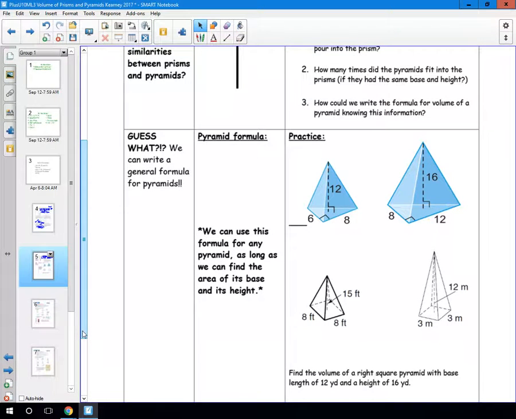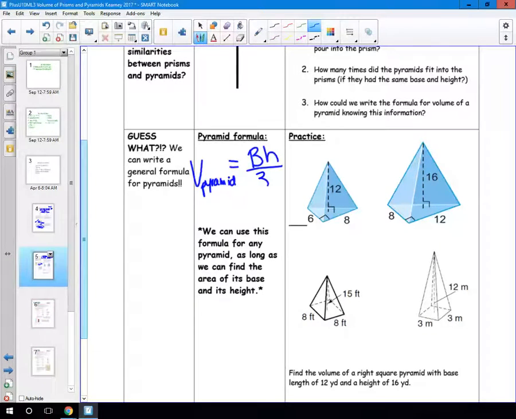But I will say that I'm going to give you the formula right now. And when you come to my station today, you are going to be able to see where the formula comes from, so you're actually going to understand why the formula is the way it is. So right now I'm just going to give it to you. When you come to my station, we'll make sense of it. So my formula is volume of a pyramid: big B times height. So same thing. We're still going to find the area of the base. We're still going to multiply times the height, but this time we're going to divide by 3.